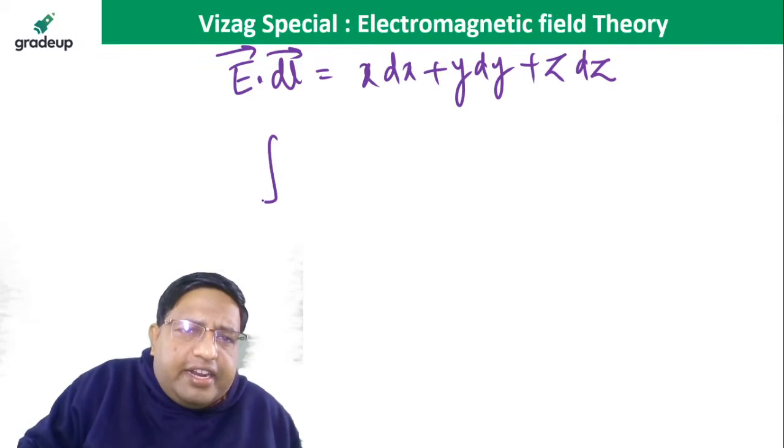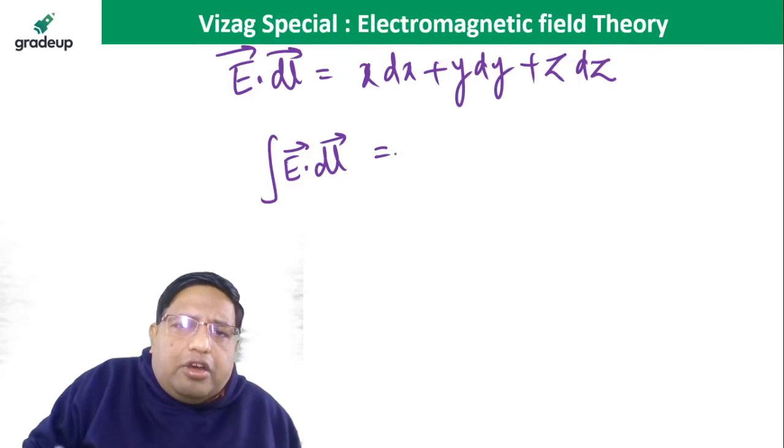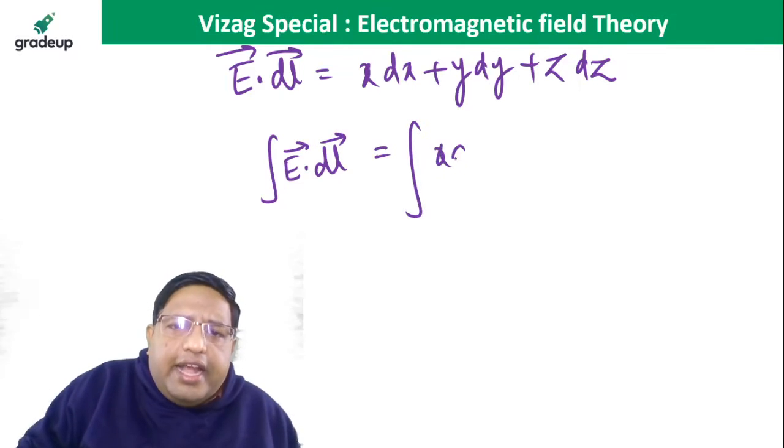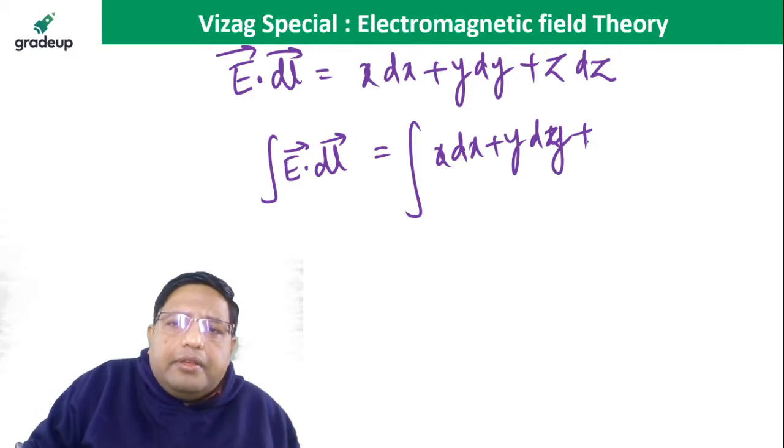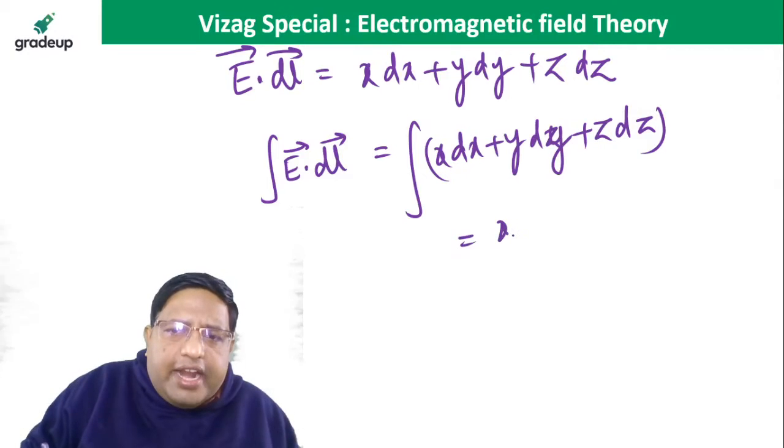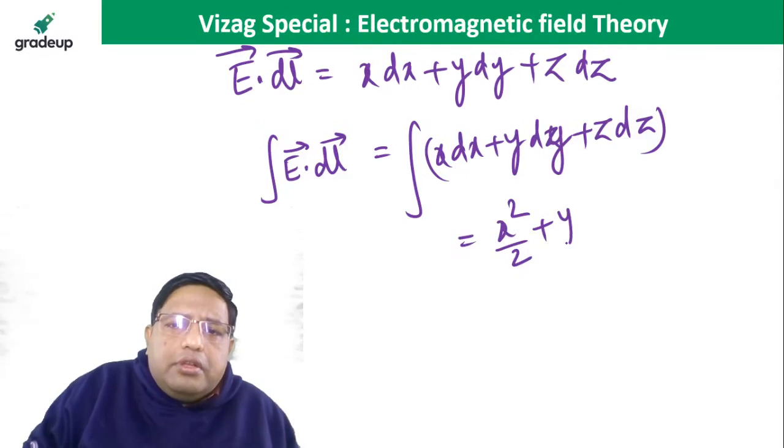So what is the integral? Integral of E dot dl is x dx plus y dy plus z dz. And if you solve, you get x square by 2 plus y square by 2 plus z square by 2.